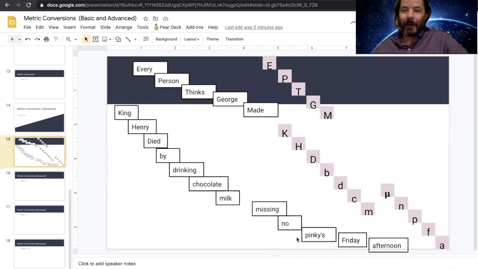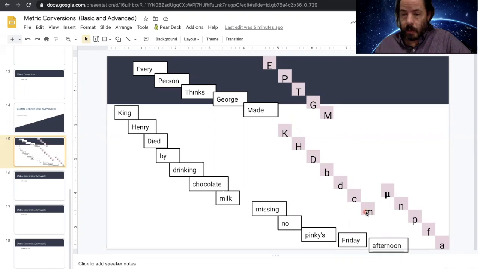So we have our base ladder here. We have King Henry died by drinking chocolate milk right here in the middle. But then we have our extreme ends. On this end, we have what's probably most familiar: exa, peta, tera, giga, mega. So kilobytes, megabytes, gigabytes, terabytes, right? So we have peta and exa at the large end of things.